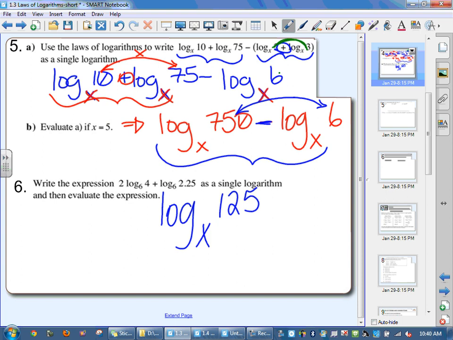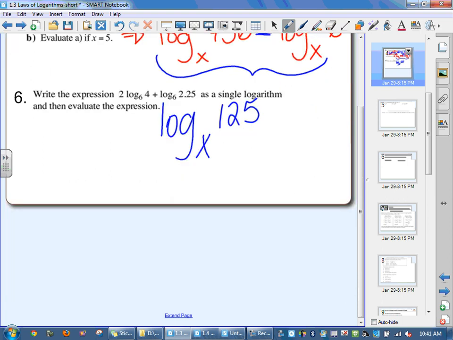Now on part B, it's saying, solve it if x is equal to 5. So now I'm going to put a 5 where the x is. And now I need to solve that. So we can do it two ways. You can go log 125 divided by log 5, or let's use log laws.